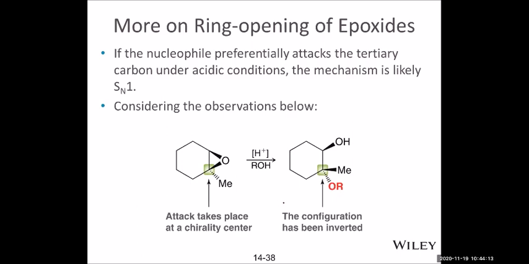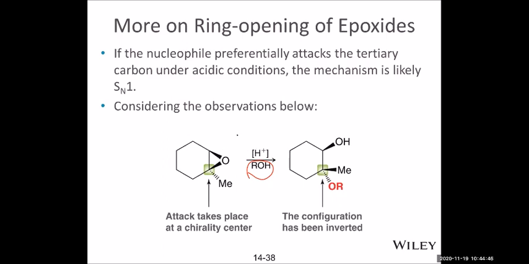Okay, and then tertiary carbon is like SN1, and here is the reaction. This is the acid catalyzed ring opening of epoxide with alcohol as a solvent. So remember, alcohol again is a solvent and also a nucleophile. Okay, and this is the experiment result.